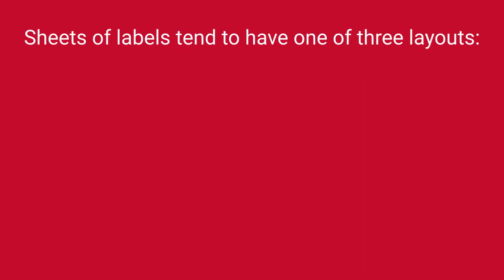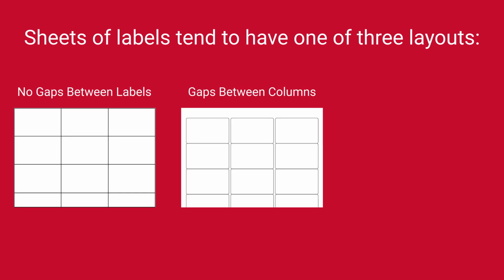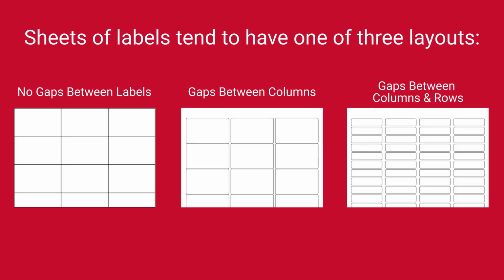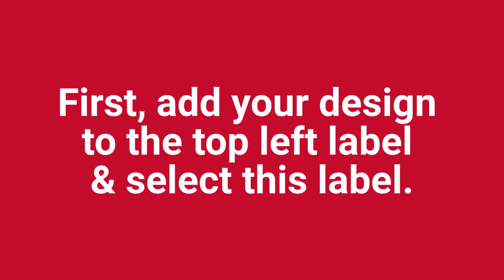Sheets of labels tend to have one of three layouts: no gaps between labels, gaps between columns, or gaps between columns and rows. You'll need to complete your template in a slightly different way for each layout. First, add your design to the top left label and select this label.